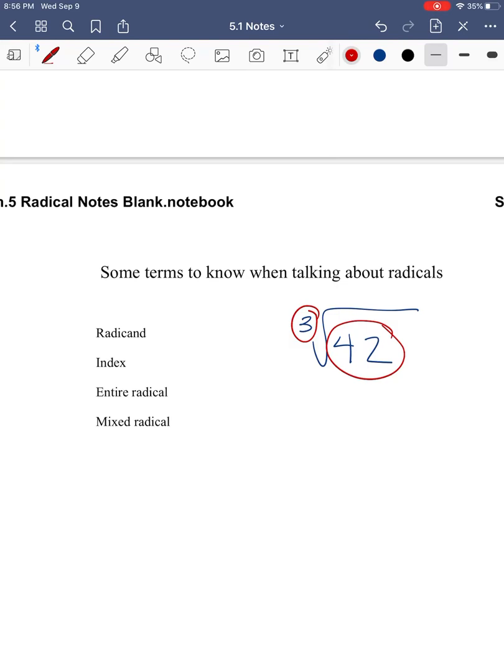An entire radical is where you've got everything under the square root or the cube root or whatever root it is. And in this case, the cube root of 42 would be an entire radical. A mixed radical is where you have a number out front. It's fully simplified. It cannot be simplified anymore.